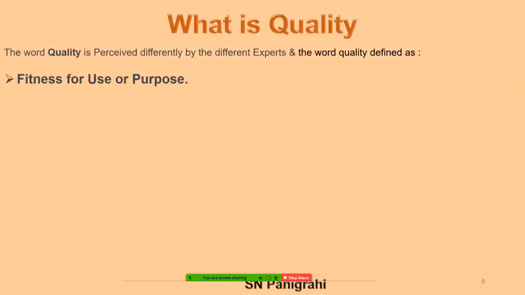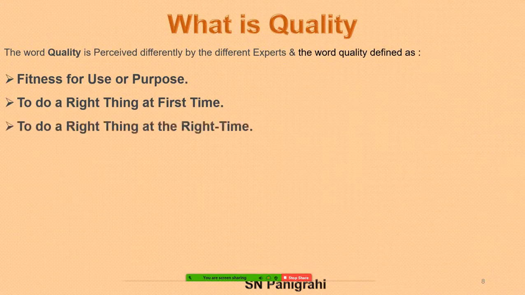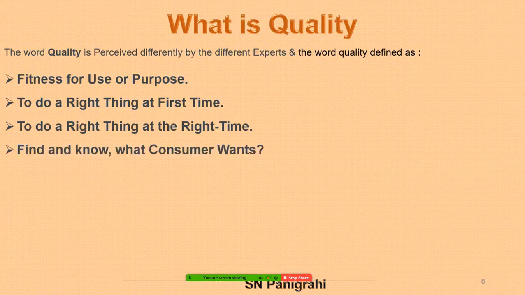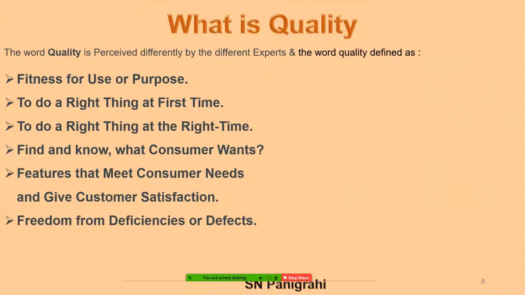Quality has generally been defined in a generic way. It is called fitness for use or purpose, and it is to do the right thing the first time, and also to do the right thing at the right time, knowing the customer's requirements or wants and fulfilling those requirements so that customer satisfaction is achieved. It also talks about freedom from deficiency, meaning we should not deliver anything with defects, and there should not be any errors in deliveries.